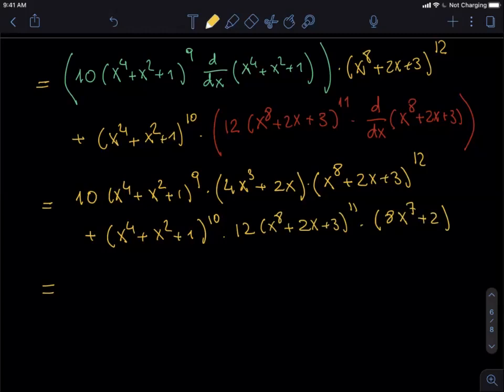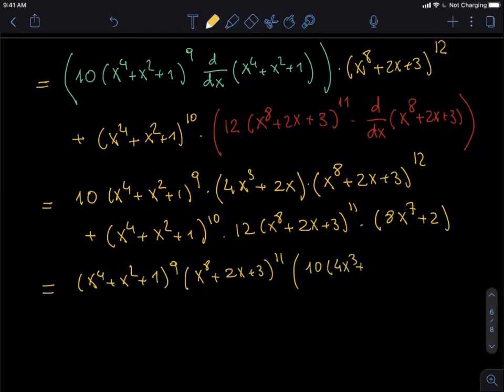Okay, notice that here we can factor out this polynomial here that appears in both terms. So always we try to simplify as much as we can, but within reason, okay? And then here, x to the power 8 plus 2x plus 3 to the power 11 appears in both terms, okay? And then this goes multiplied by everything else. So it's 10 times 4x to the power 3 plus 2x times x to the power 8 plus 2x plus 3, because this is a power 12 and we are pulling out a power 11.